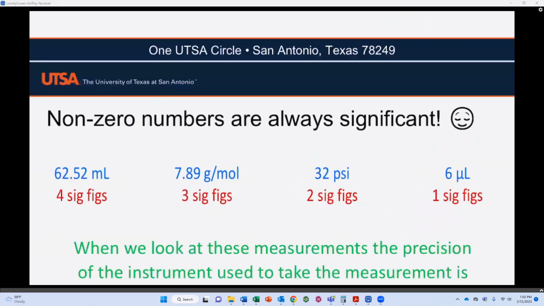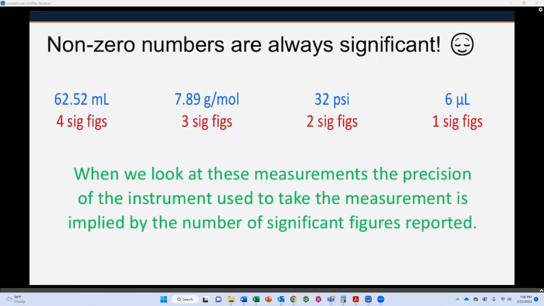The easy one is that all non-zero numbers are significant as long as they're part of a measurement. I have 62.52 mL. It has 4 significant figures because it's got 1, 2, 3, 4 non-zero digits. 7.89 grams per mole. This is maybe something I calculated after a limiting reagent calculation. And so this would give me what? 3 significant figures. 32 psi, that's how much air you put in your tire. 2 sig figs. And 1 microliter only has 1 significant figure because it only has 1 non-zero number.